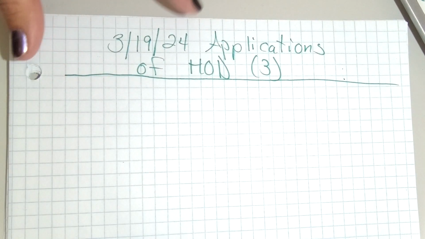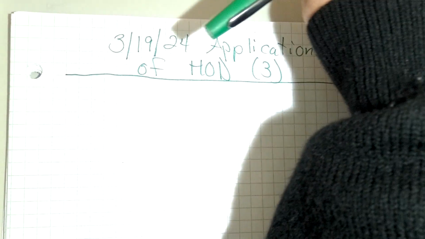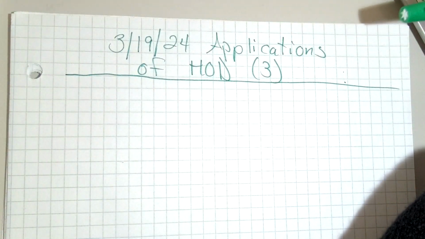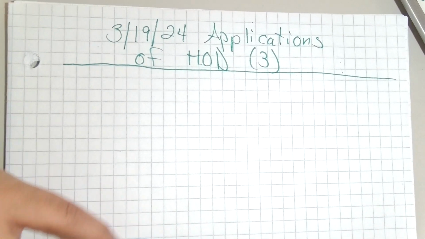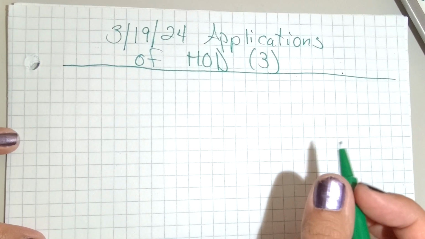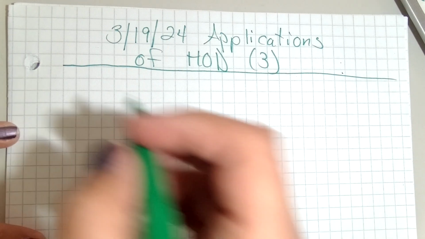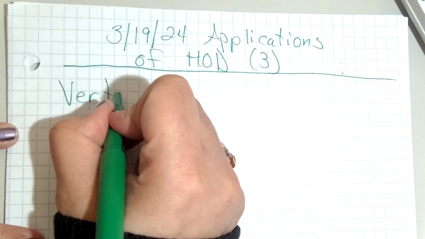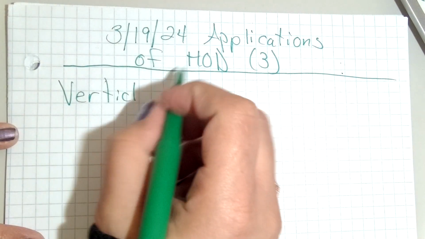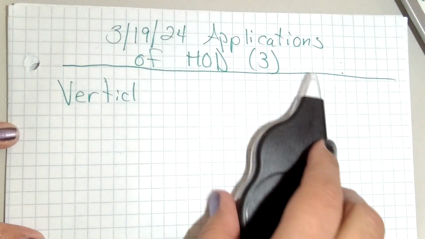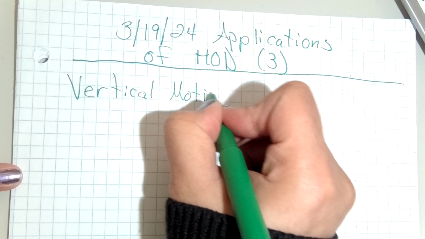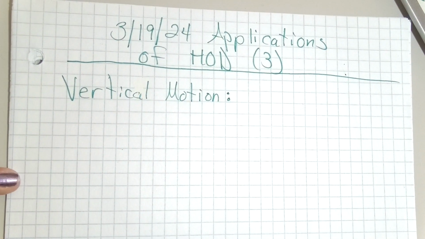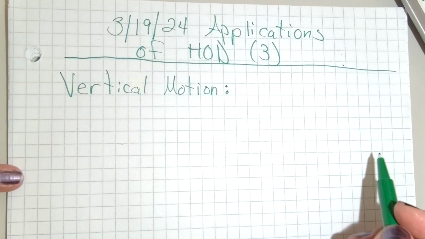Okay. All right. So before we move on to the example, we need some formulas that you'll be using on level 3. So vertical motion. We'll be using this a lot, especially in level 3, because you are going to need to create your own equation.